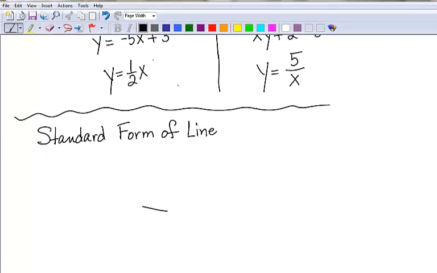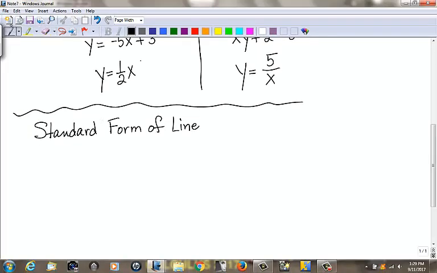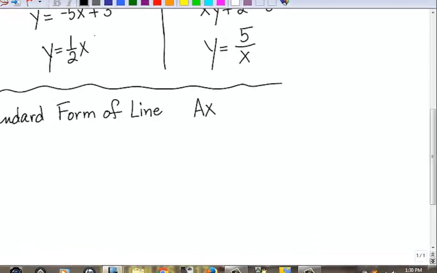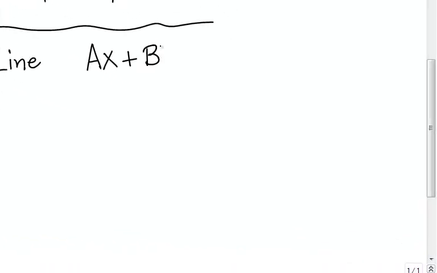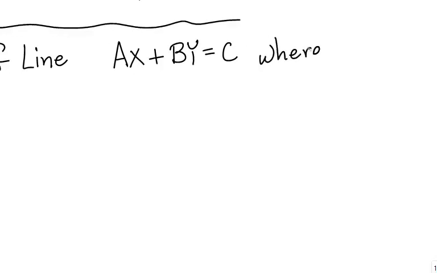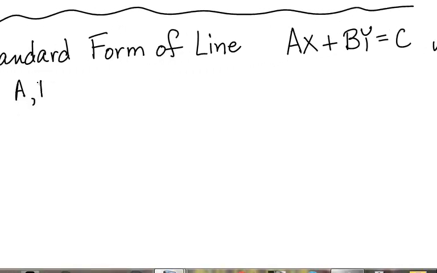In standard form of a line, if you can get it in the standard form of a line, you know it's going to graph a linear equation. Standard form of a line is Ax plus By equals C, where A, B, and C are elements of the set of integers. Spell it correctly. Okay, A, B, and C are elements of the set of integers.